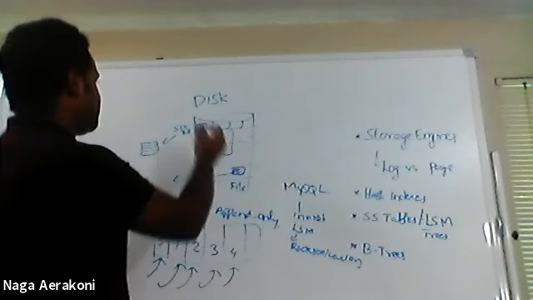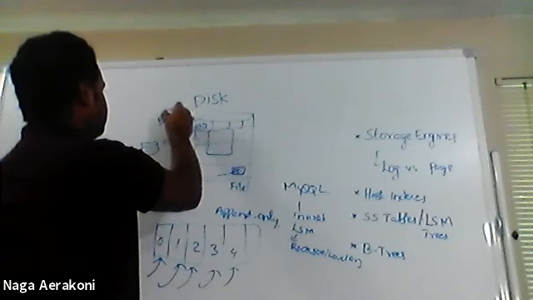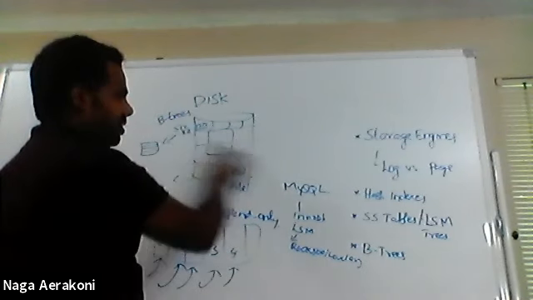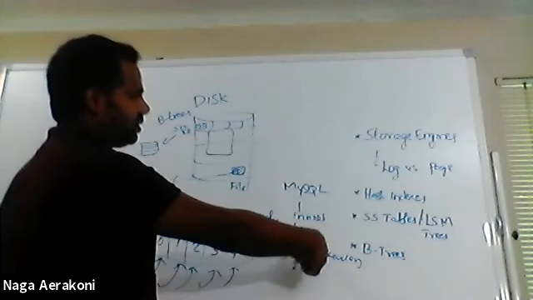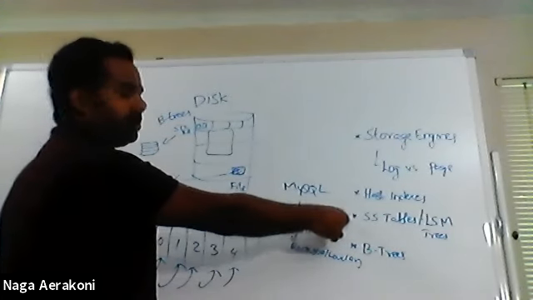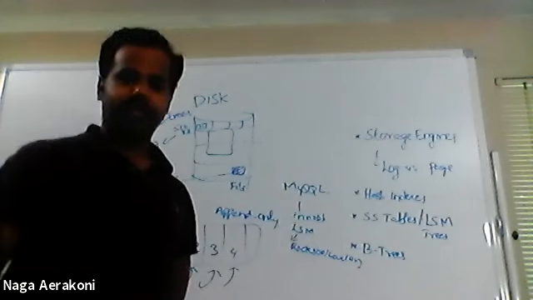The example of this is B trees. The examples of log structured are LSM trees or SSTables. Any questions so far?